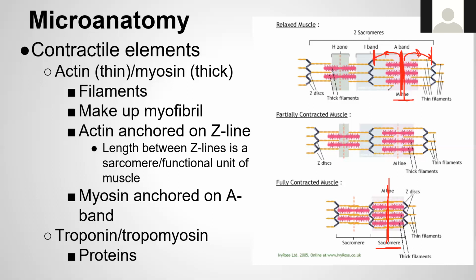So your M line is just the middle portion of the sarcomere. This is where your myosin originates. And from here, the myosin reaches out in opposite directions to try to grab onto your Z line.